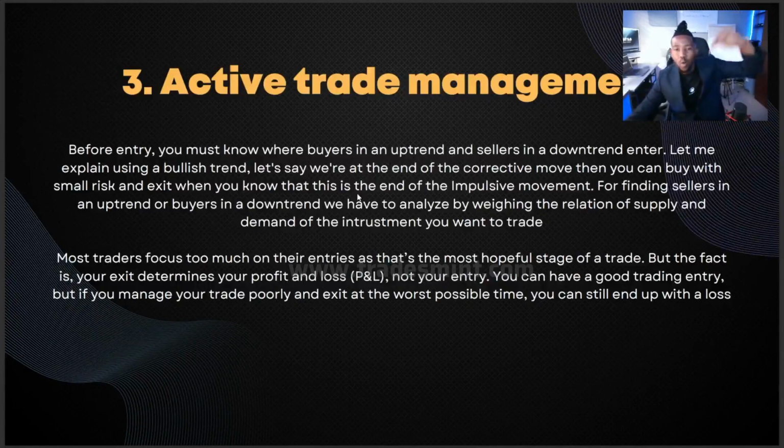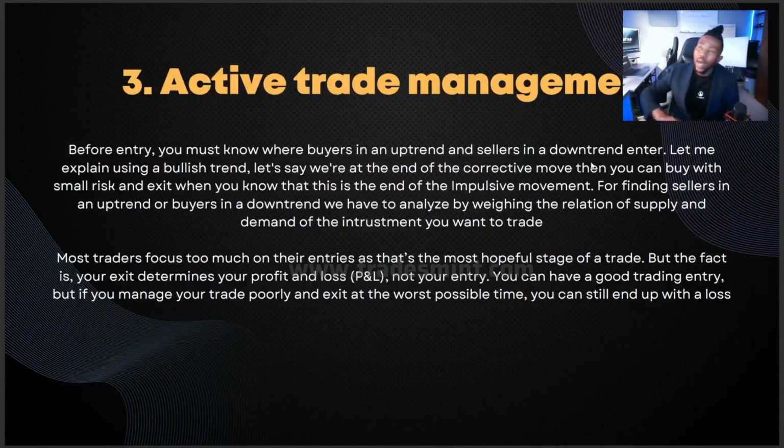So let's say we are at the end of the corrective move, meaning that we have now gone to our support. Our sellers have completed a move. You can now buy with a small risk because you're at a support, and then you need to exit when we've impulsed back towards the upside and we are on our resistance. That's the point where you should know when to enter. You must enter at a support and exit your buy at a resistance. That's one of the key structures in understanding your approach in trading.